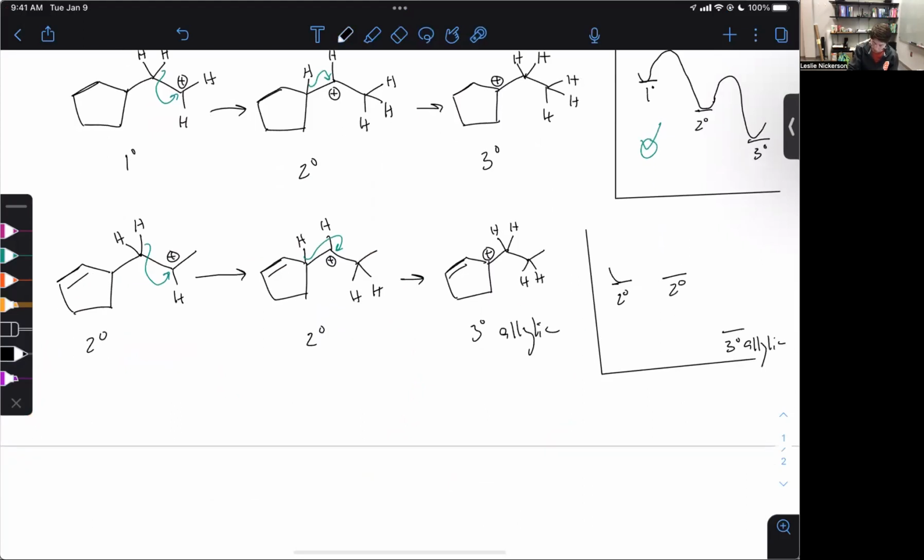So it's going to be something like this. But we're not ever going to get over that. That's going to be too high for us to be able to go from something that's the same energy. We might as well just stay where we are. So this would not happen. Each step has to be lower in energy.